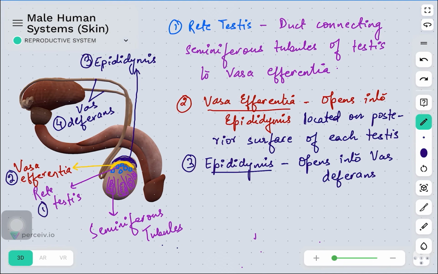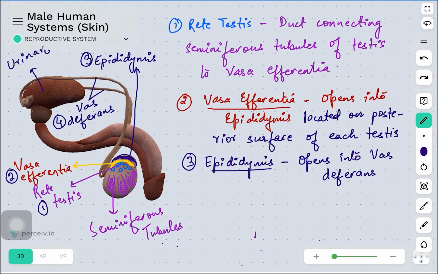Alright, and vas deferens is a duct. You can see that it is ultimately looping over the urinary bladder. This is the urinary bladder, and you can see how this vas deferens is looping over it. This vas deferens will receive a duct from the seminal vesicles. We will be discussing seminal vesicles in the accessory glands part as well. Vas deferens will ultimately open into the urethra via ejaculatory duct.